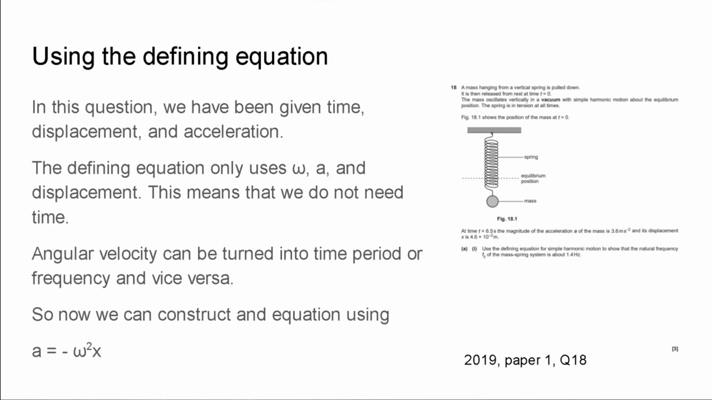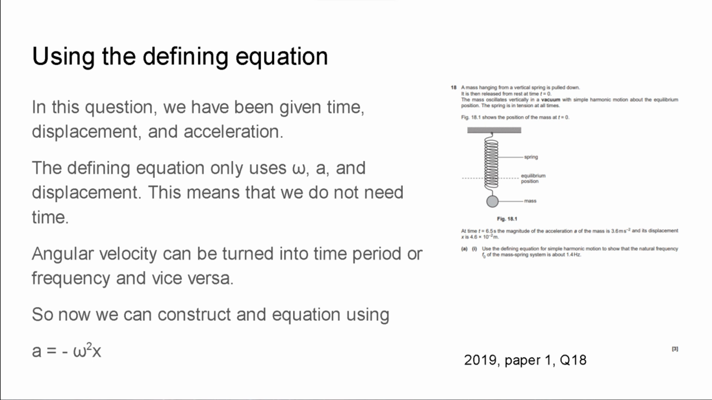Now, to give you an example question: a mass is hanging from a vertical spring and pulled down. It is then released from rest at time 0. The mass oscillates vertically in a vacuum, so there's no damping, with simple harmonic motion about the equilibrium position. The spring is in tension at all times. At time t, the magnitude of the acceleration a of the mass is 3.6 meters per second squared, and the displacement x is 4.6 times 10 to the negative 2 meters.